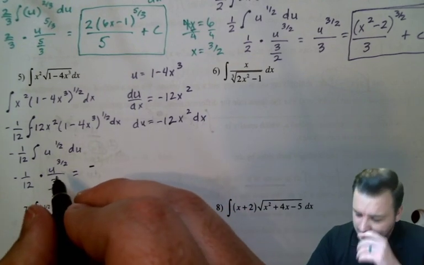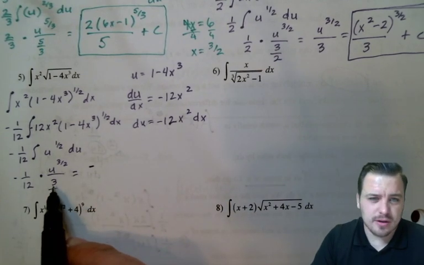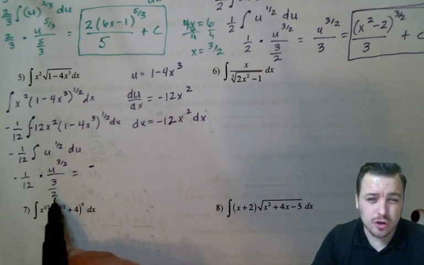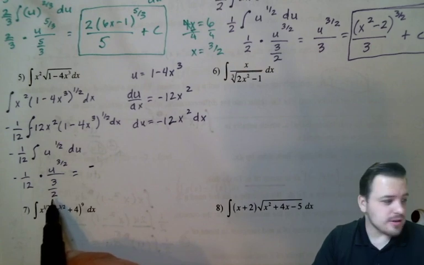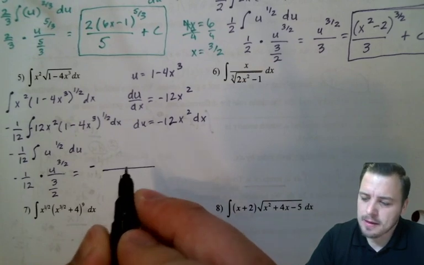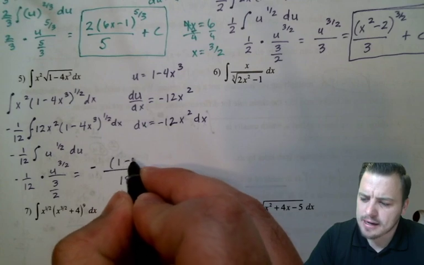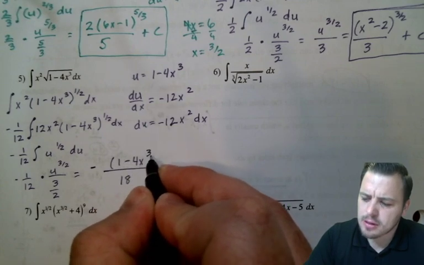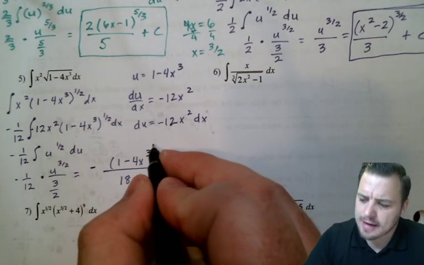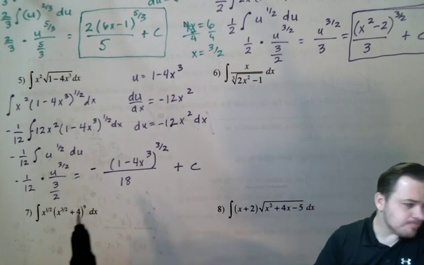Let's take care of this down here. We can see 12 times 3 is 36, and 36 divided by 2 is 18. So 18 is on the bottom. I'm going to substitute our u in. So that is 1 minus 4x cubed, all to the 3/2 power, and then we just add C to it.